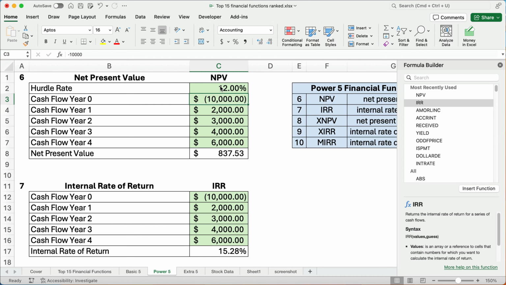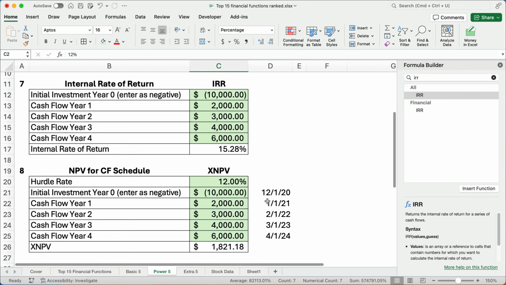At 12%, we have a smaller number. And at 15.28%, you see it's 0. If we required a 16% return, then net present value becomes negative. All right, let's go, same problem.